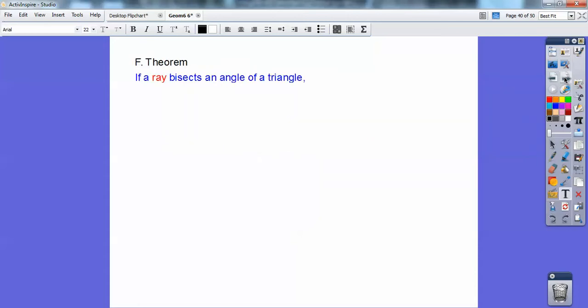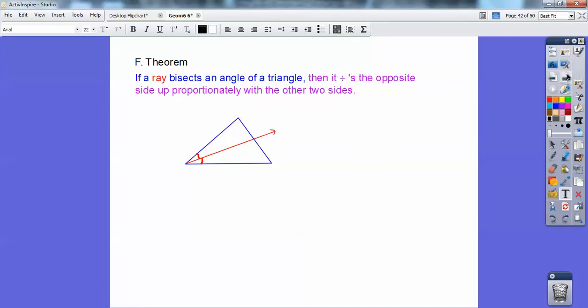All right, let's do a couple. So if a ray bisects an angle of a triangle, here's a ray bisecting an angle of a triangle. You see that? Cutting that angle up into two pieces. What happens is it divides the opposite side, this side, up into proportions with the other two sides, this side and this side. Let me show you. I'll put some lengths on them. So I'm going to say this x over the side that's touching x equals this y over the side that's touching y. But it has to be an angle bisector to do that, you guys. So x over a equals y over b.